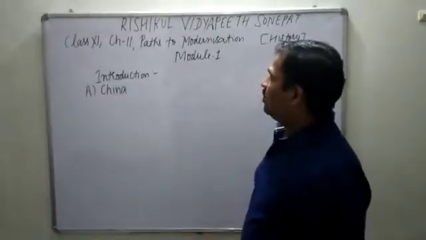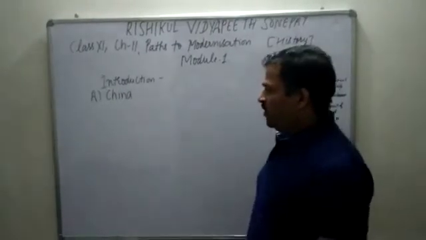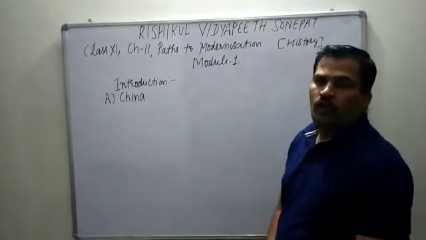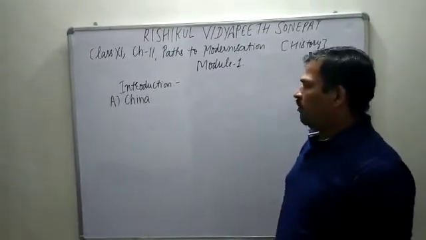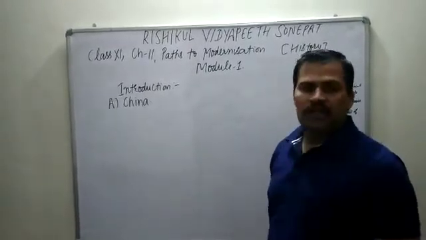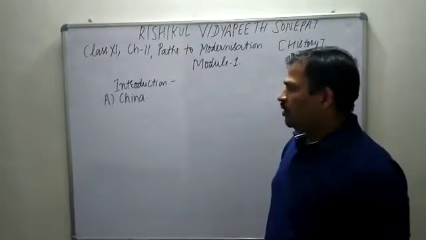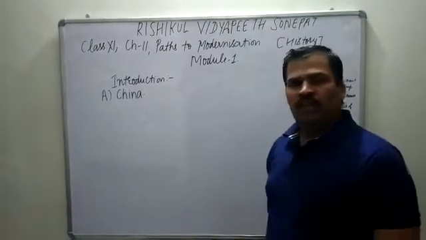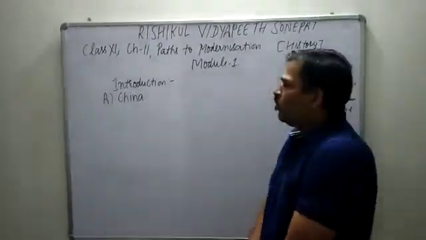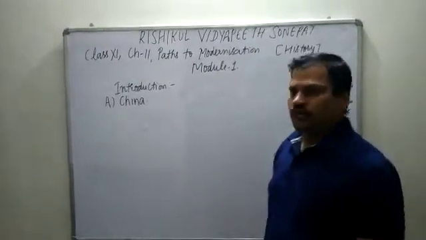Today we will start chapter 11, paths to modernization. This is module first. In this we will discuss two important countries of Asia, or you may say two superpower countries, two big guns of Asia, China and Japan. Both countries dominated the areas from the beginning, and both are among the oldest civilizations, contemporary to India also.